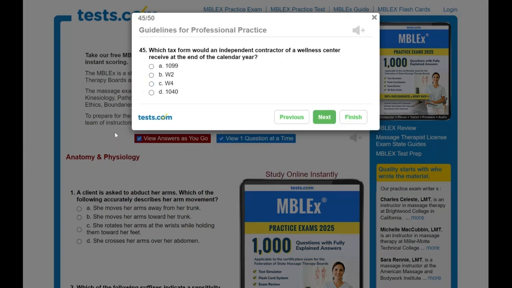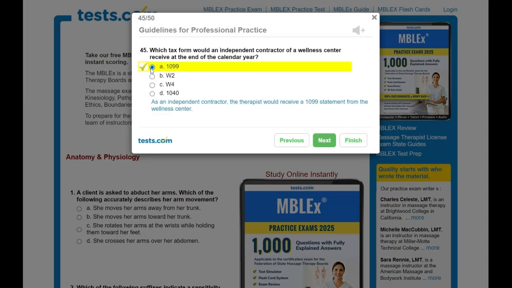Question 45. Which tax form would an independent contractor of a wellness center receive at the end of the calendar year? A. 1099, B. W-2, C. W-4, D. 1040. A. 1099. As an independent contractor, the therapist would receive a 1099 statement from the wellness center.